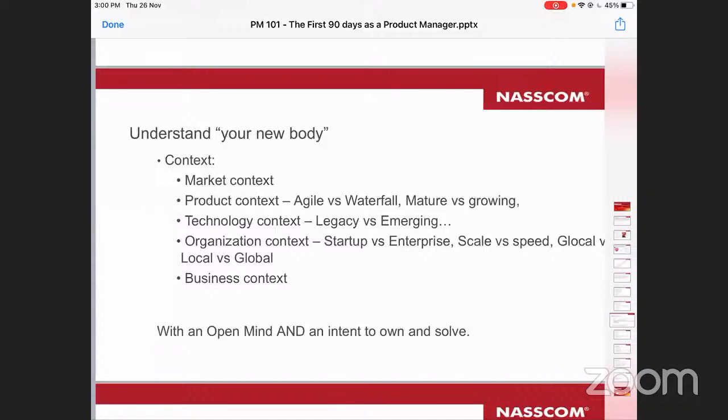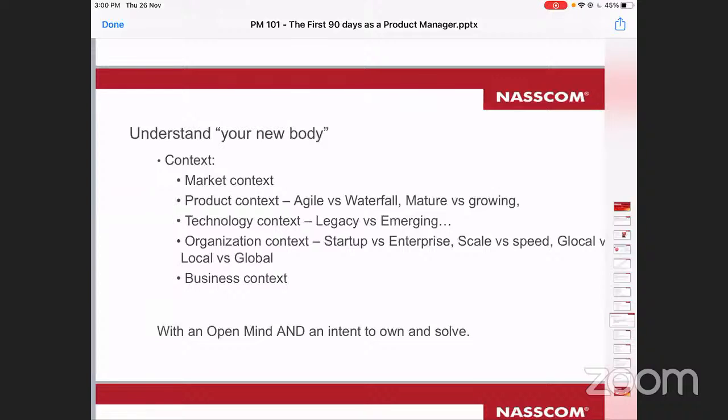Local versus global. The reason I put this context up is that if you're building a product for a domestic market and you have access to those customers, how you build it is different from building here but for the entire globe, which means you have to understand multiple geographies and their contexts. That is very different from building it for a single geography.